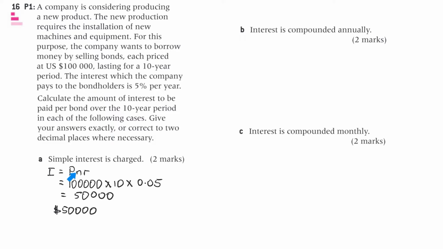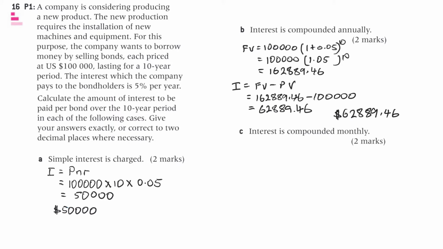A, simple interest is charged. We use the formula for simple interest, which is the principal by the period by the interest rate. That's 100,000 by 10 by 0.05. The answer is $50,000 for the simple interest.